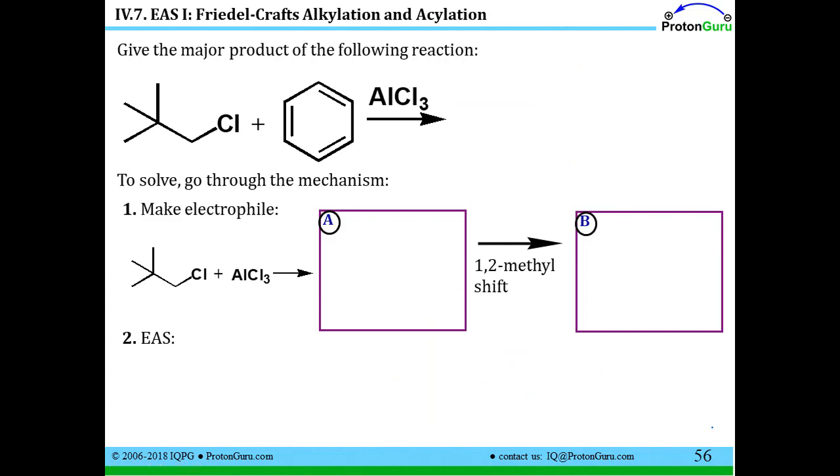If I take this alkyl chloride in the presence of benzene, and I have aluminum trichloride, say, well, what does aluminum trichloride do? The aluminum really needs a lone pair.